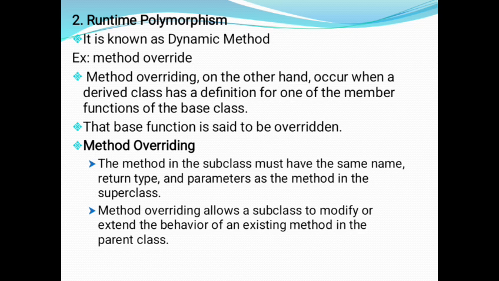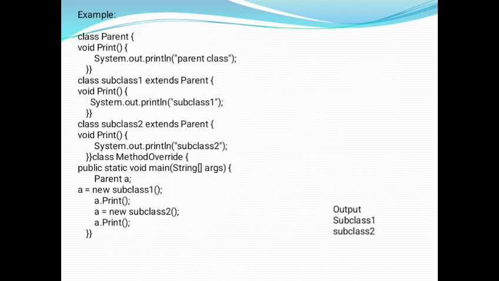Method overriding in the subclass must have the same name, return type and parameters as the method in the superclass. Method overriding allows the subclass to modify or extend the behavior of an existing method in the parent class. This is a simple example of method overriding. There is no inheritance concept in the method, so there is no method overriding concept also. So we have to involve the method overriding concept in the inheritance concept only.